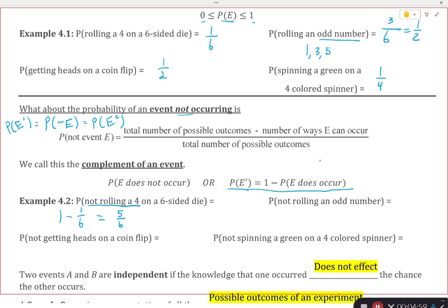The probability of rolling an odd in the above example was 3 out of 6, so the probability of not rolling an odd number would be 1 minus 3 out of 6, which would be the remaining 3 out of 6, or of course 1/2. The probability of not getting a heads on a coin flip would be 1 out of 2, because it'd be 1 minus the probability of getting a heads on a coin flip. And then the probability of not spinning a green on a 4-colored spinner, well, if there is one green, then the probability of not getting a green would be whatever else there is. In this case, it'd be 3 out of 4.